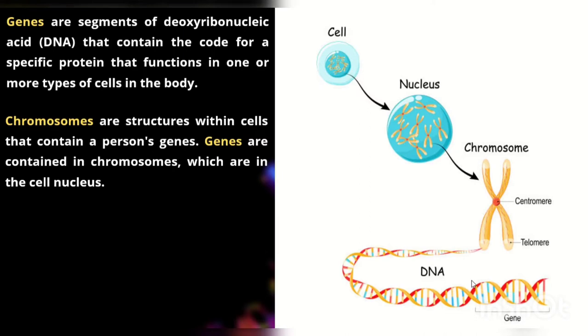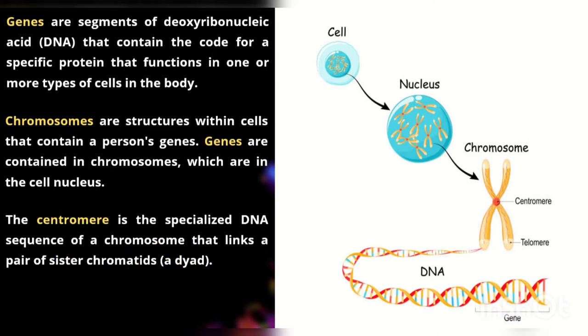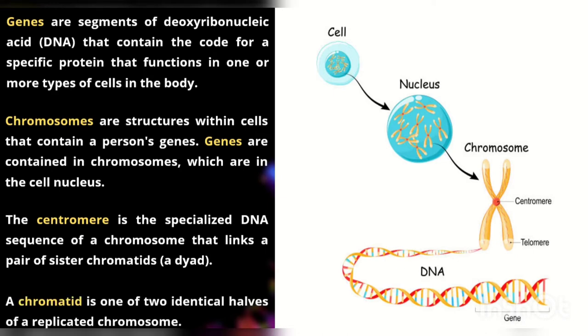Chromosomes are structures within cells that contain a person's genes. Genes are contained in chromosomes, which are in the cell nucleus. Remember that chromosome is like a can of DNA. The centromere is a specialized DNA sequence of a chromosome that links a pair of sister chromatids, or a dyad. And chromatid is one of the two identical halves of a replicated chromosome.